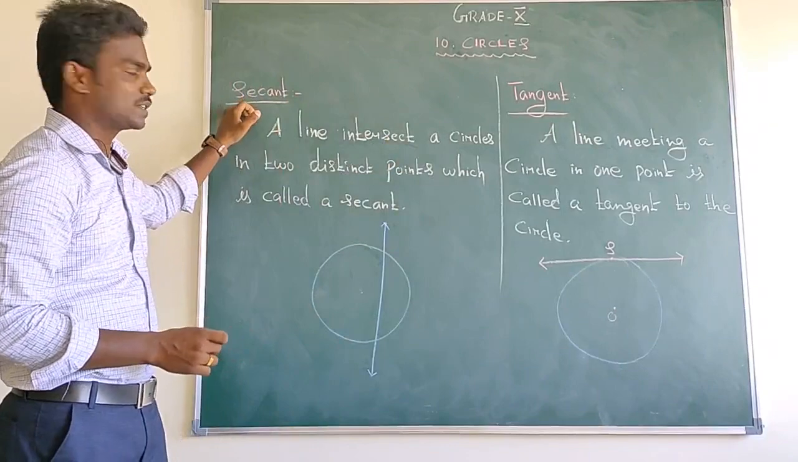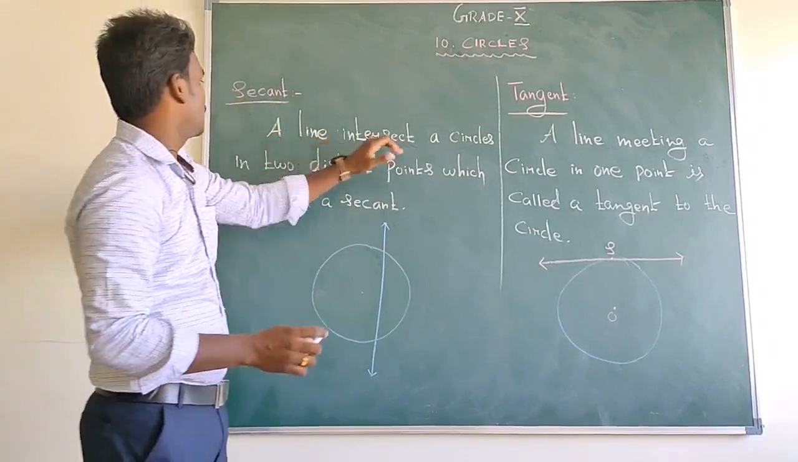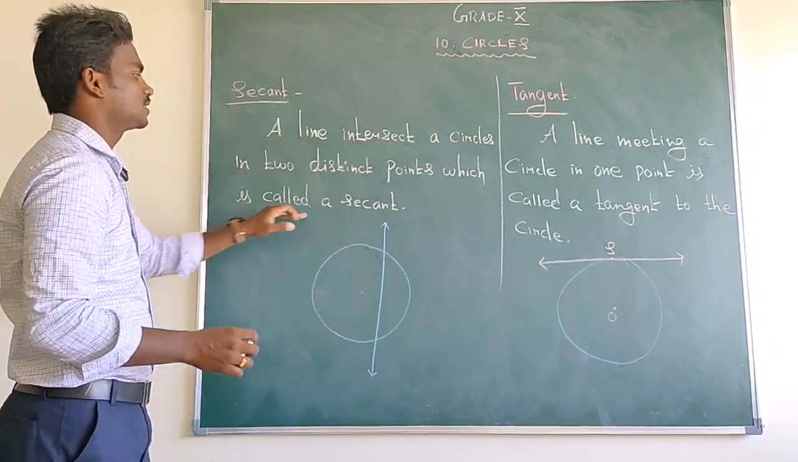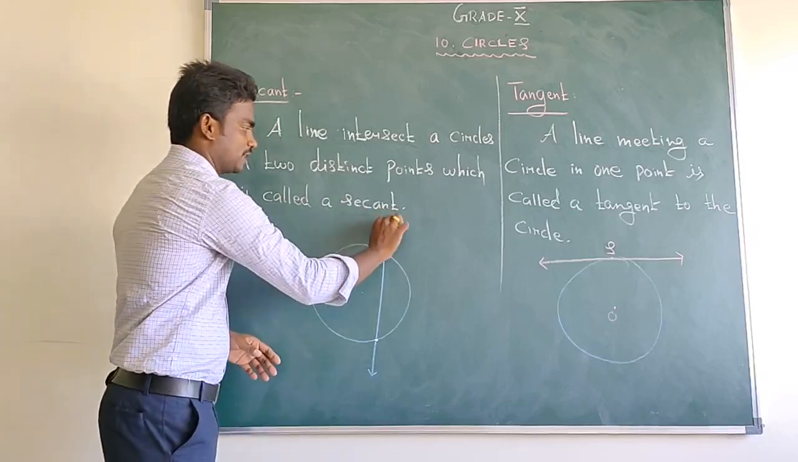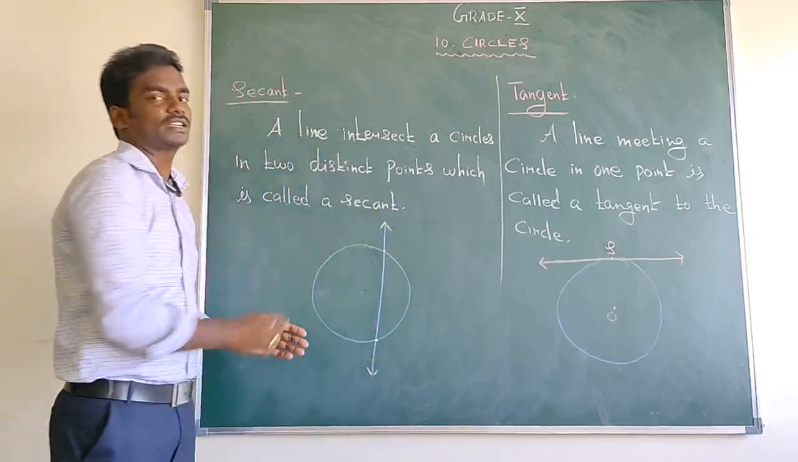So, what is a secant of a circle? A line that intersects a circle in two distinct points is called a secant. Distinct points means separate points. So, a line that intersects a circle at two distinct points is called the secant of the circle. This line is the secant of the circle.